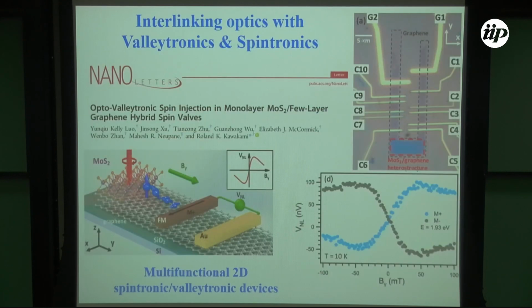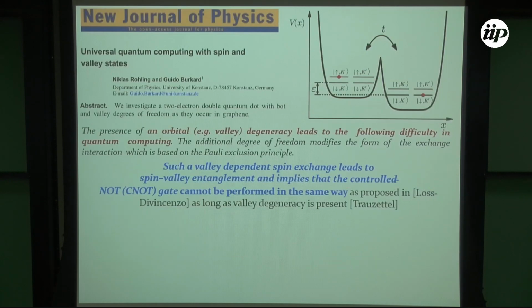Okay, so I will come back to this in a moment, but I'm again mentioning this work of Roland because here we have all the ingredients of this controlling valley, controlling spin, transferring spin information to other two-dimensional materials, and so forth and so on. So again, this is a milestone paper.